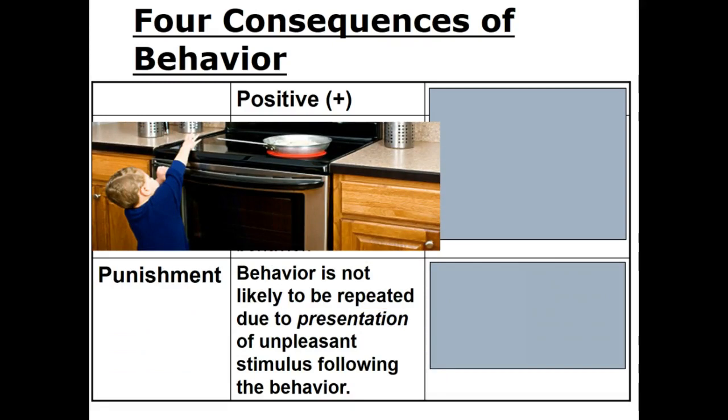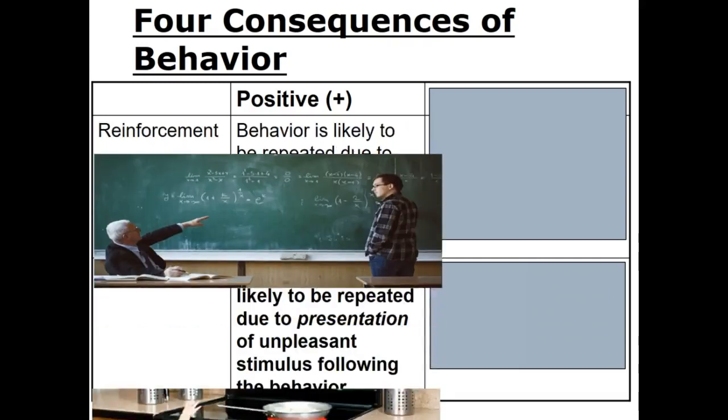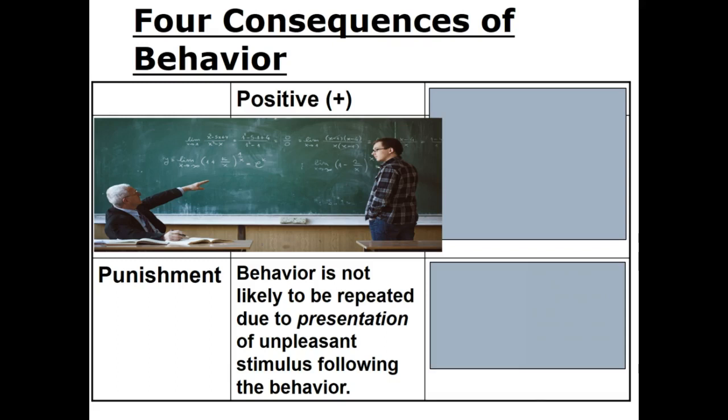This child is not likely to reach up for the hot pan again if he gets burned this time. Unpleasant emotions can also serve as positive punishment. Imagine if a student volunteers to work out a math problem on the board in front of the class, only to find that he cannot do it, and the teacher embarrasses him. You can understand that this student may not volunteer again in the future.